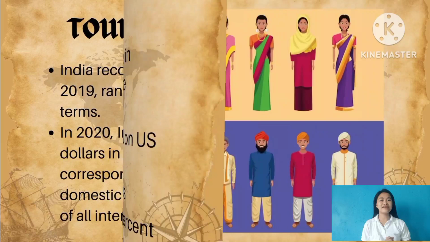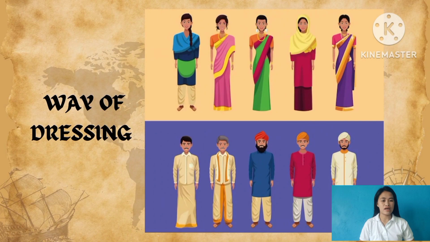Next slide is the way of dressing in India. The women wear a sari. It is a long dress that covers the right shoulder and leaves the midriff bare. While the dhoti is worn mostly by men, it is a long piece of cloth wrapped around the legs and knotted at the waist. This is how they dress in India.